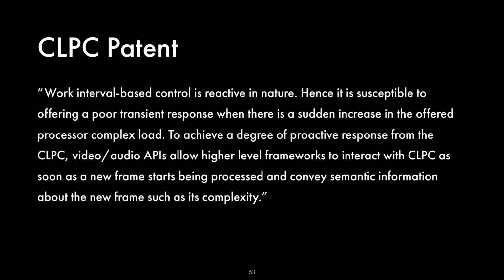In the CLPC patent that I showed earlier, there's also a long quote. It's really nice. I'm not going to read it now, just to have time for questions. But they also propose this API, basically. So Apple has thought about this. It seems maybe that it's ongoing work or something.